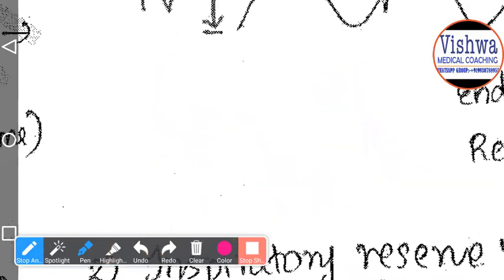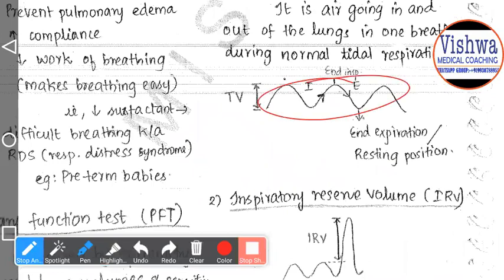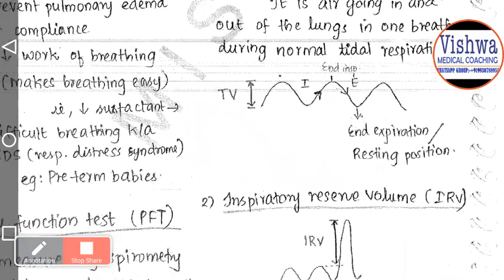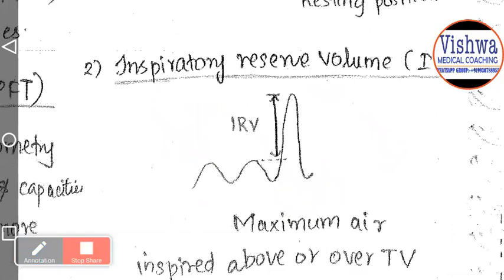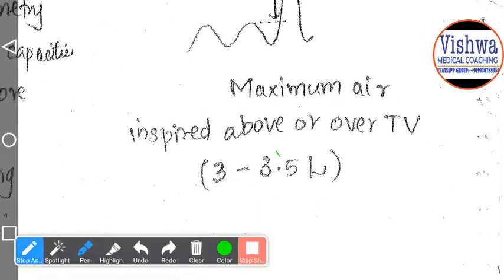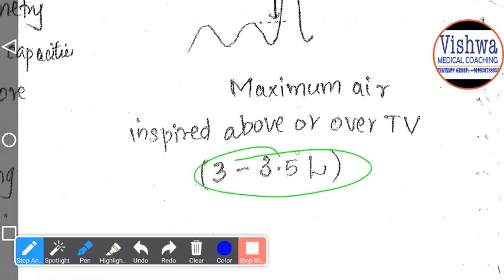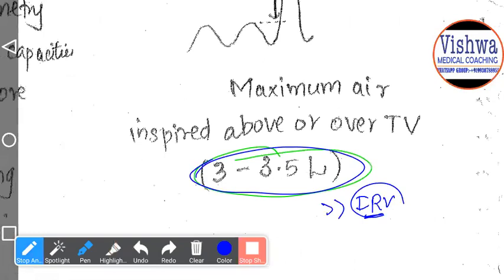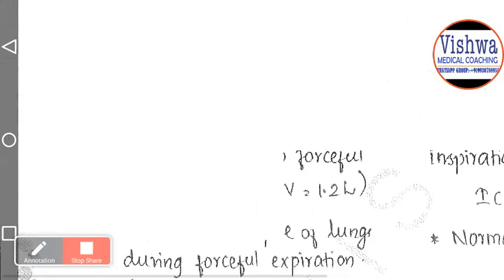Then we talked about the tidal volume, right? We also talked about the inspiratory reserve volume. What is that? It is above the normal inspiration, about 3 to 3.5 liters maximum. So when you're doing exercise, what will happen? You are going to use more and more inspiratory reserve volume because you want more air to go in, as per logic.